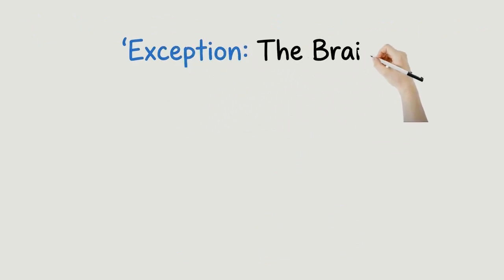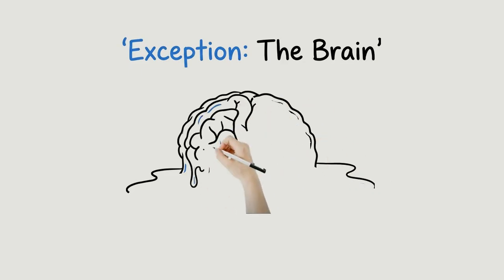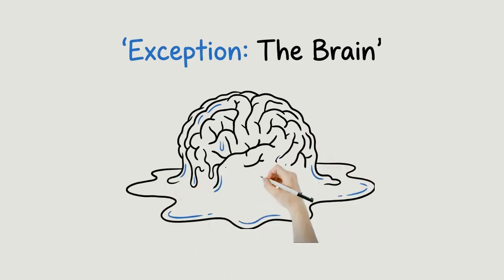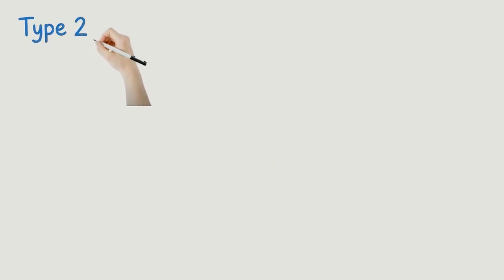There is one critical exception that step 1 loves: the brain. Brain infarction does not cause coagulative necrosis. The brain is rich in lipids and hydrolytic enzymes. When ischemia hits, those enzymes digest tissue before proteins can coagulate. The tissue liquefies instead, which brings us to type 2.